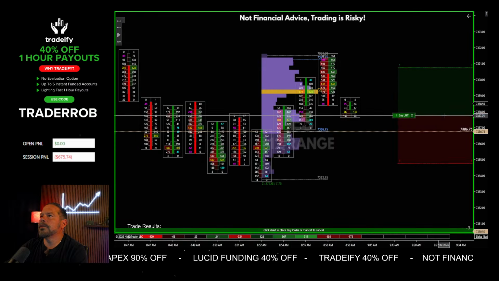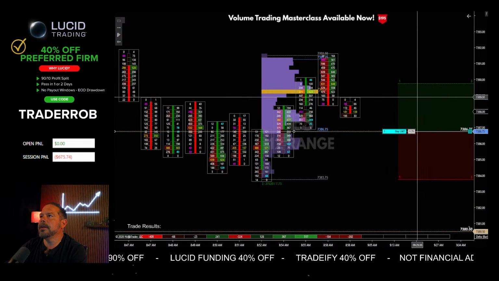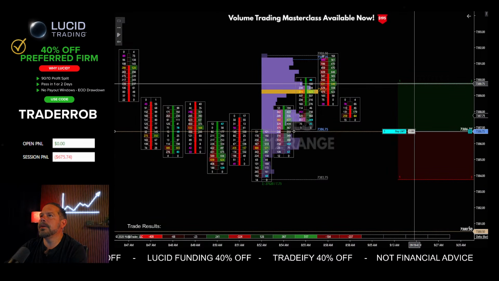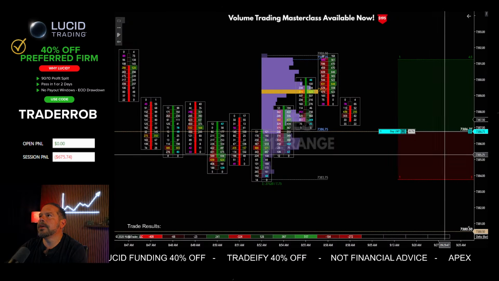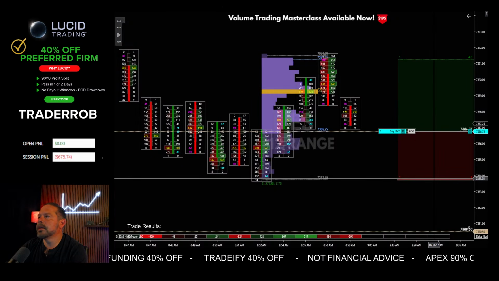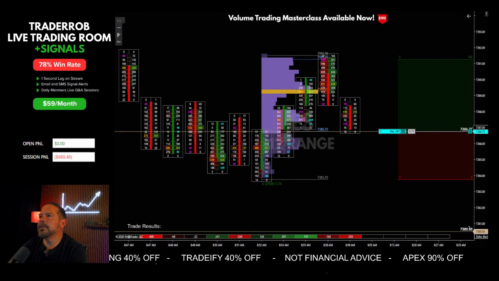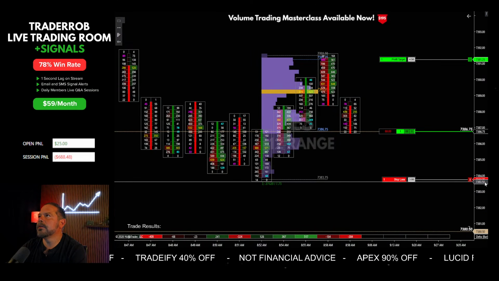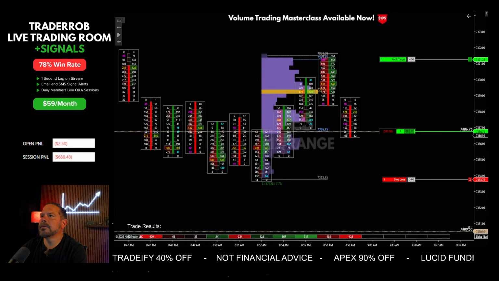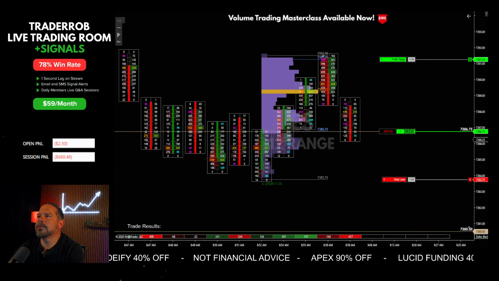All right, so let's see if we could take a little long here on the ES. This looks pretty good. All right, value area high. I like that. Stop sitting right where it's at. Why did it not trigger me? That was weird. Seemed like it was resting right there.